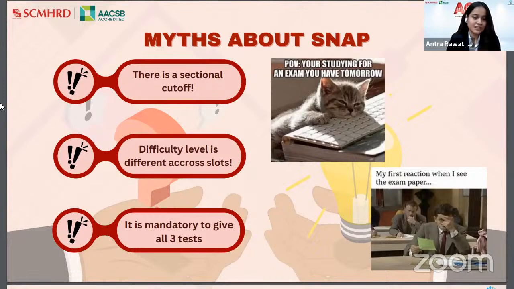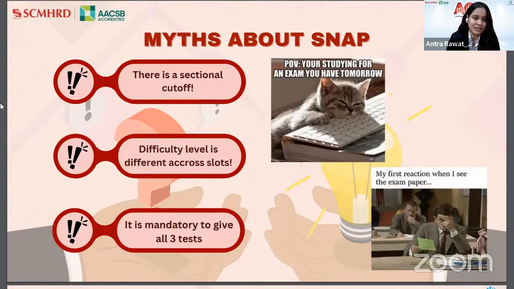The last point is whether it is mandatory to give all three tests. I would say it is not compulsory. It is not written anywhere that you have to give all three tests. But from my personal experience, there are a lot of external factors that come up when you give your exams that are beyond your control. These are exams that you prepare for a year or more, so if you give more attempts, definitely your probability of scoring high would be better because you're prepared well.